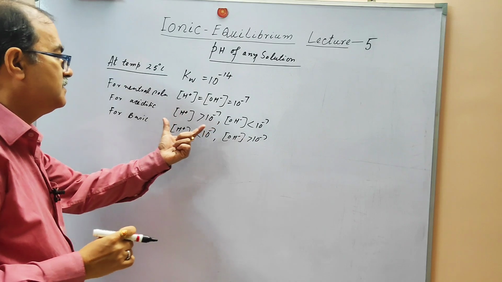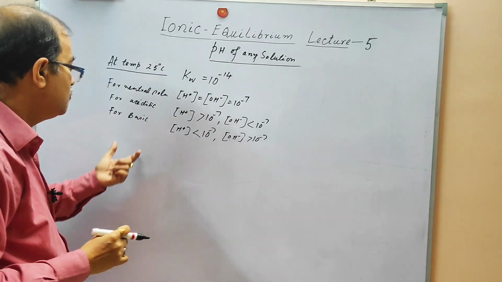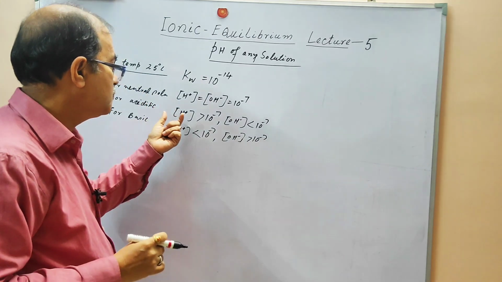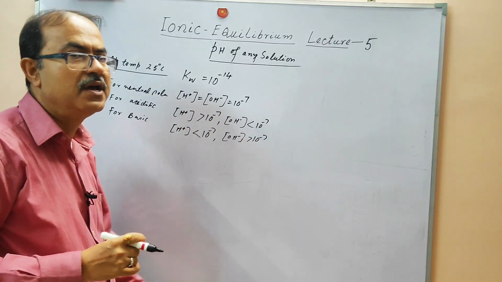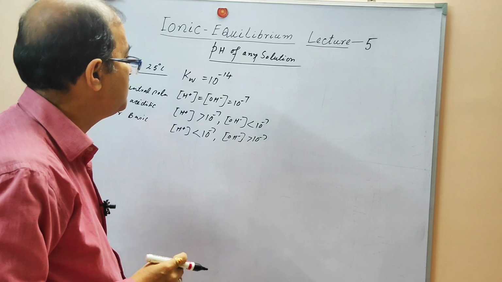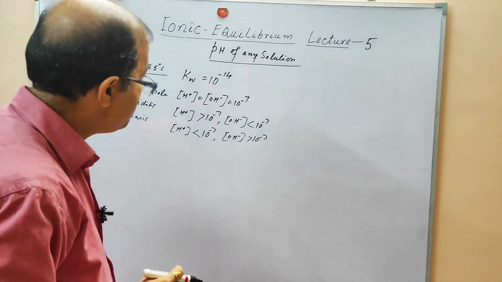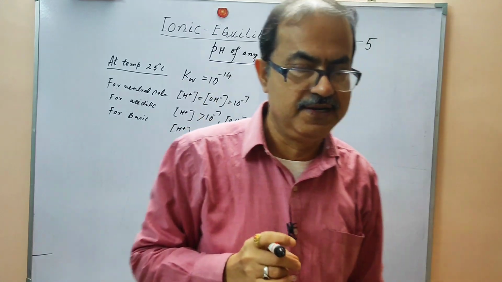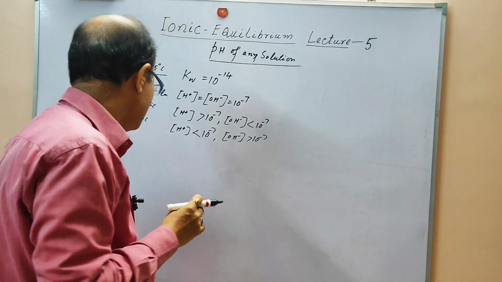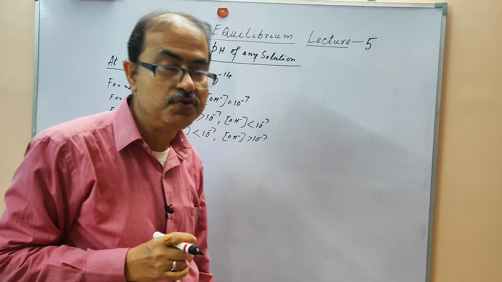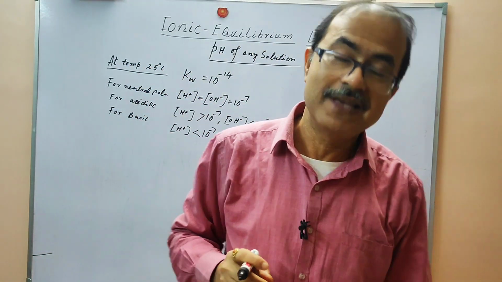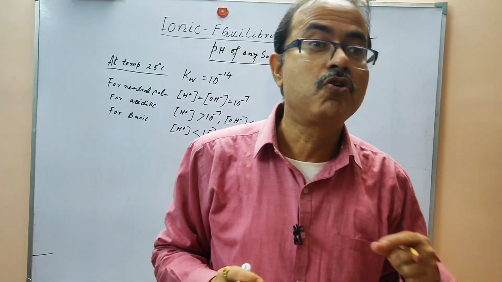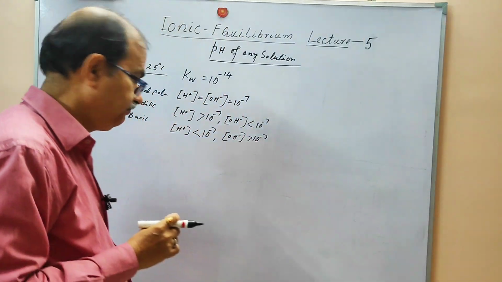And in all the cases, in the acidic solution or basic solution, the product of the molar concentration of H plus and the OH minus ion is always fixed, and that is 10 to the power minus 14. So the idea came that if it is a fixed quantity, then we can express all these solutions, neutral, acidic and basic, in terms of the molar concentration of H plus ion.